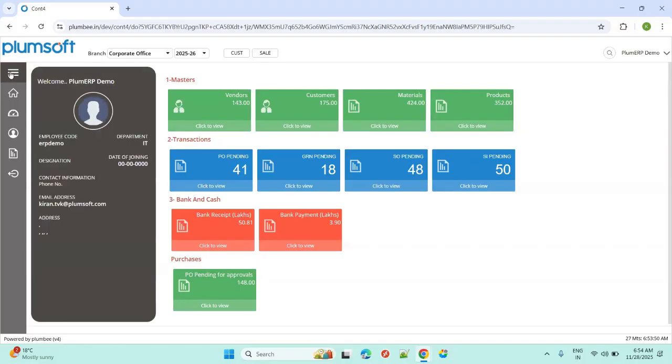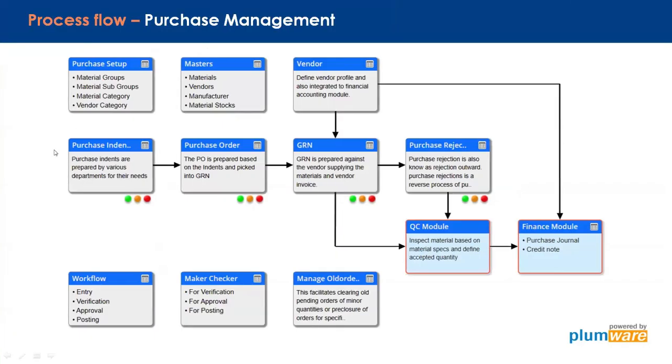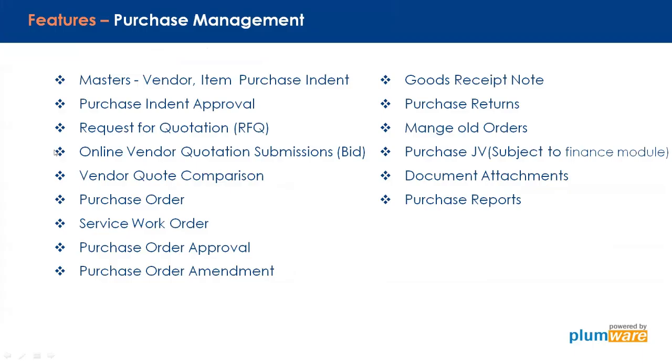This is the overall cycle. And here, what all things are covered, I'll tell you. In the masters, we have seen vendor, item, purchase intent, and the intent approval, request for quotations. This I have not explained, that I'll explain.